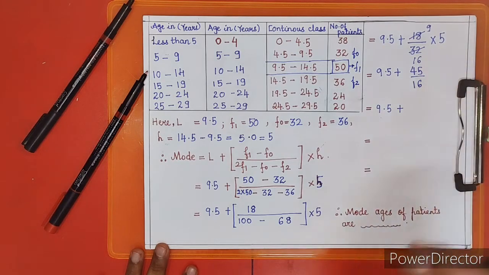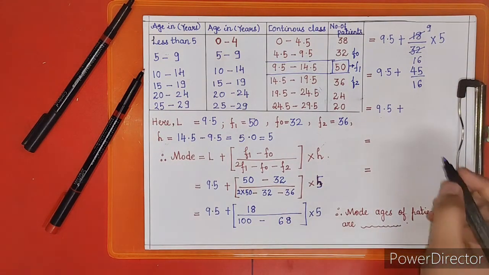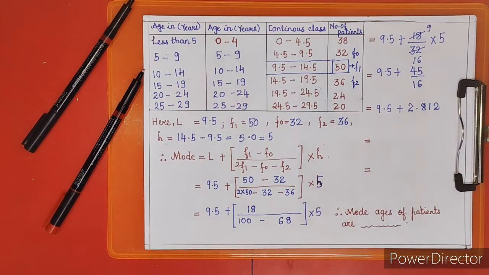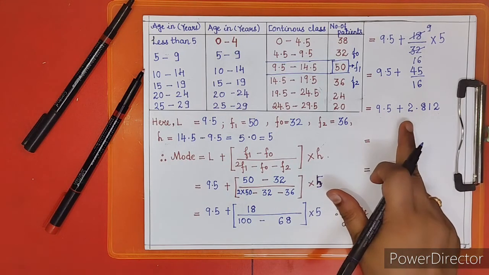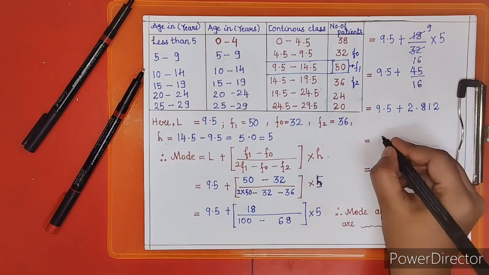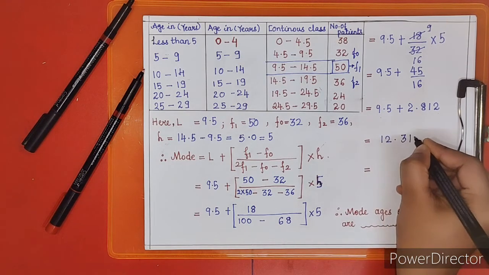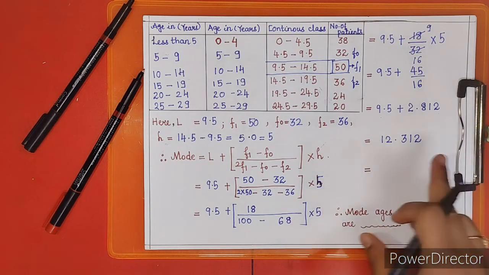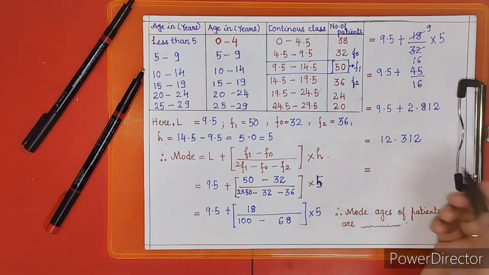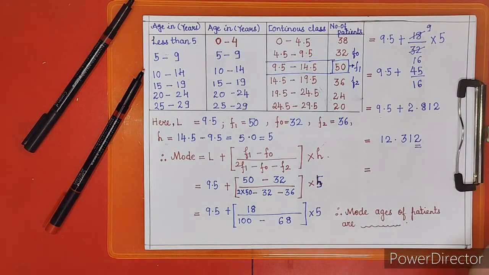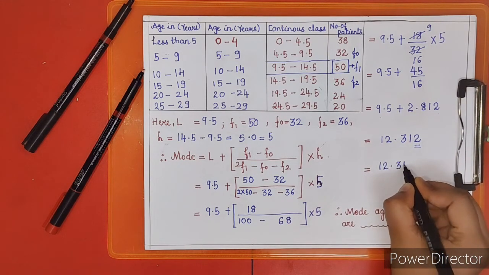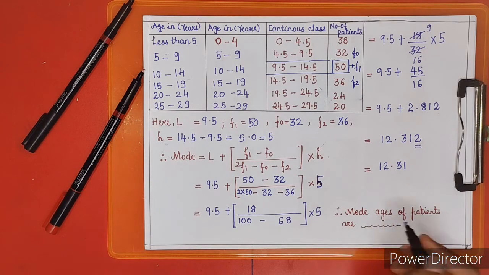9.5 plus, so when you divide 45 by 16 you will get 2.812. So now when you add 9.5 plus 2.812 you will get 12.312. Every time you write your answer, you have to find the decimal place up to 2 digits only. So as this number is smaller than 5, the previous number to it will remain the same. So it will be 12.31. Therefore the mode age of the patients is 12.31 years.